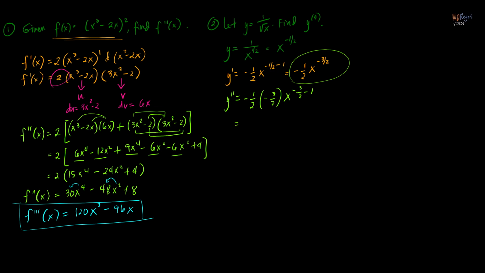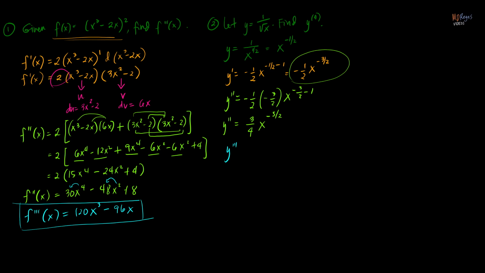So y double prime is equal to -1/2 times -3/2, and that's going to give us a positive 3/4, by multiplying the numerators and the denominators. And then multiplied by x raised to -3/2 minus 1, which is going to give us -5/2. So this is y double prime. Now if we differentiate that, we'll get y triple prime.